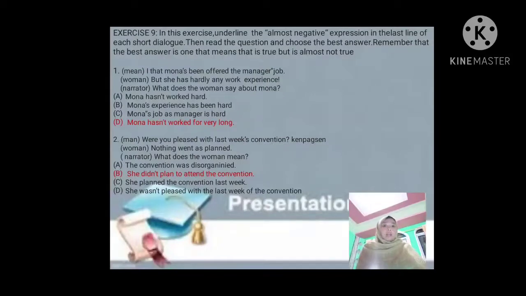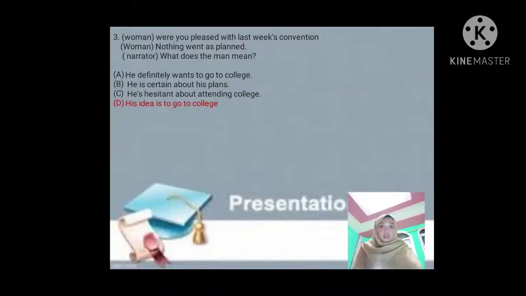Number 2. Man: Did you enjoy last week's convention? Woman: Nothing was well explained. Narrator: what does the woman mean? A. The convention was disorganized. B. She didn't plan to attend the convention. C. She planned the convention last week. D. She was not pleased with the last week of the convention.